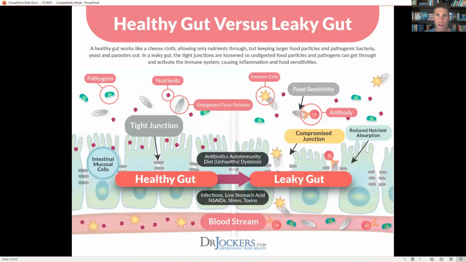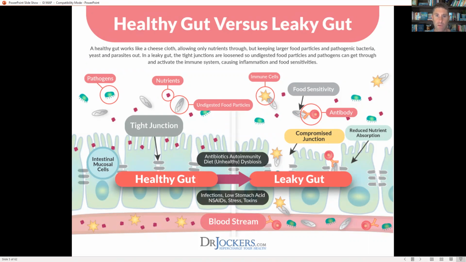And so when we look at a healthy gut versus a leaky gut, we know that the tight junctions, if you look on the right there, the tight junctions that hold the gut lining in place are torn, they're broken. And we also have large undigested food particles, as well as immune cells and bacteria and yeast cells that are now getting into the bloodstream, driving up inflammation. And so what are some of the major factors there?